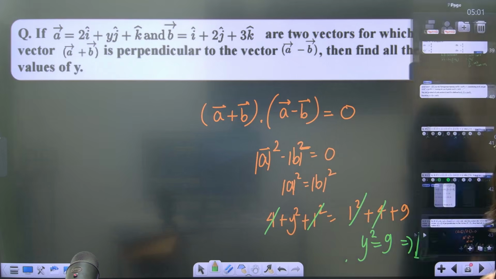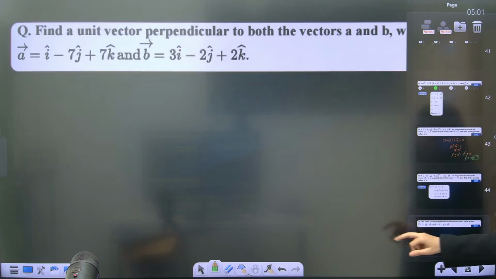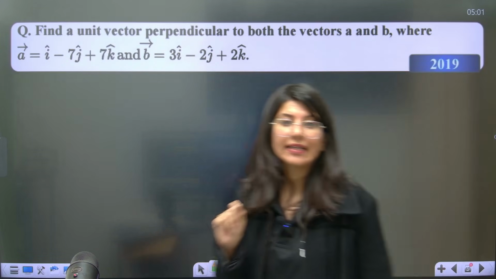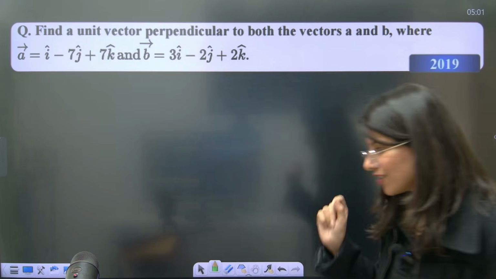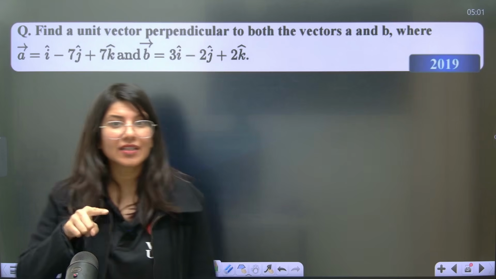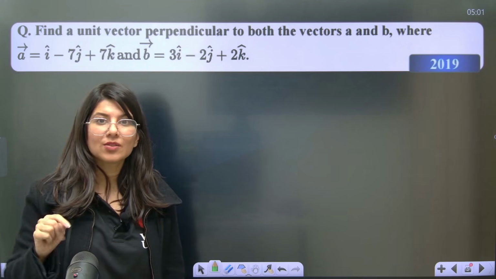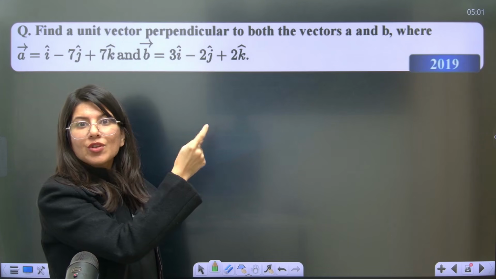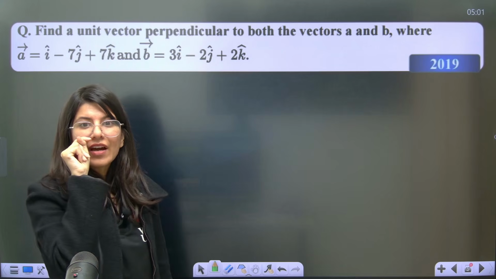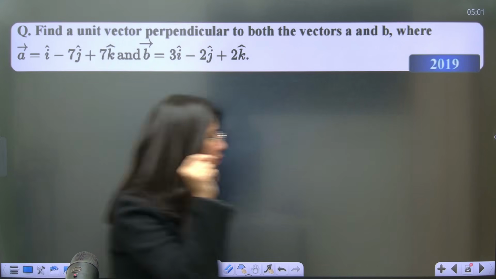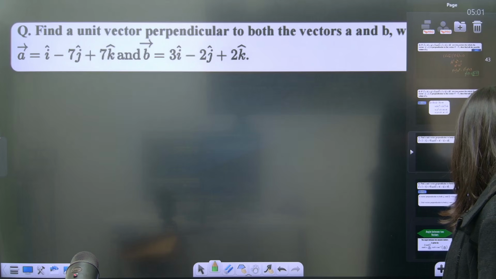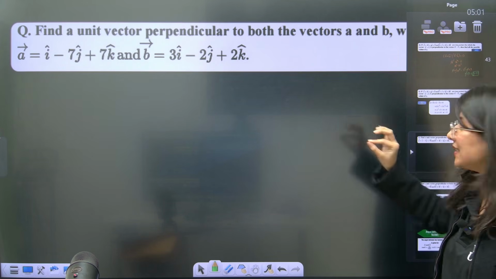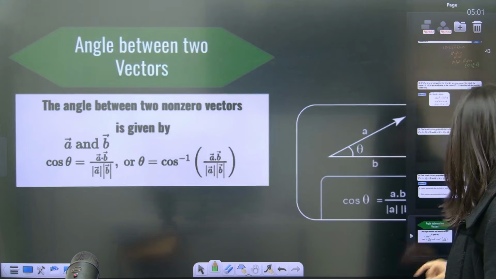Okay. Perfect. Now we are having another question. 2019 CBSE. Find unit vector. Now this is a good question, and this concept was asked in 3D geometry as well. So tomorrow's lecture, I am going to use this concept. Find a unit vector perpendicular to both vectors A and B. But actually, sorry, this question I'll be taking a little later because cross product will be used over here.